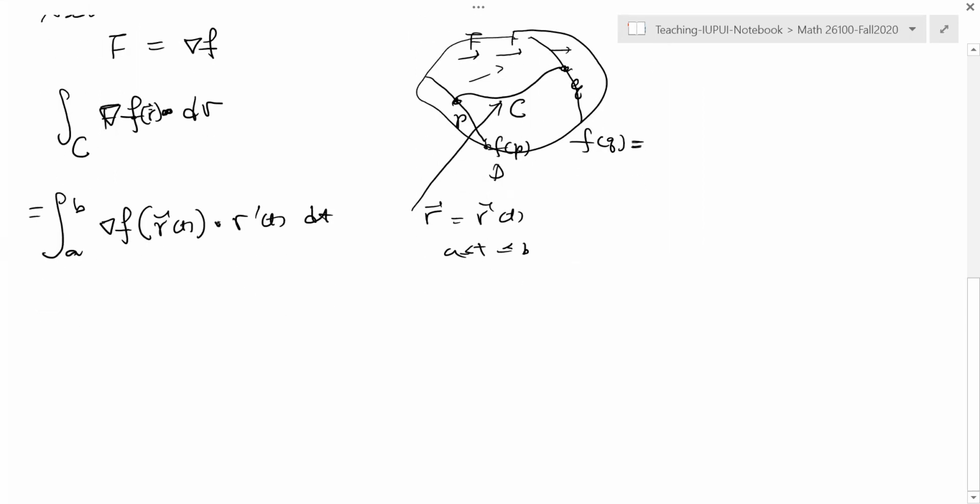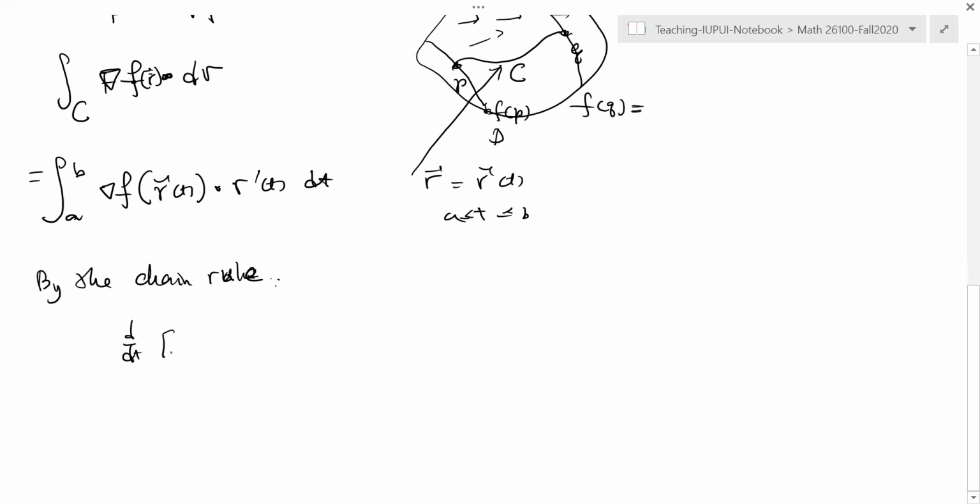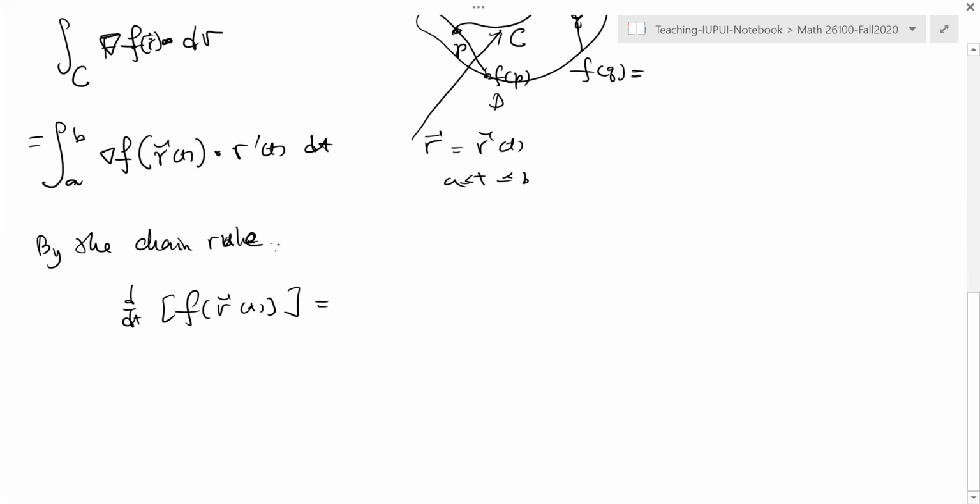Now, by the chain rule, we have the following. The derivative of f, and when you differentiate, if you want to put in more details here, suppose you have two components. Then what are you going to do? So the partial derivative of f, right?